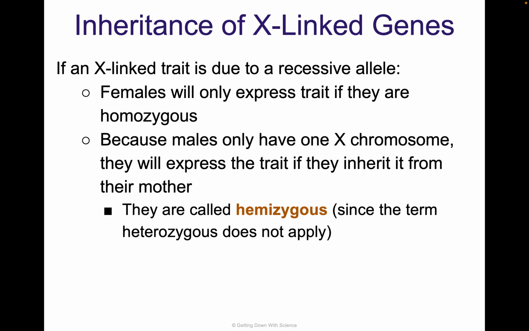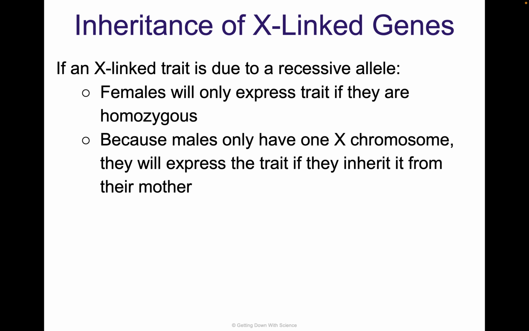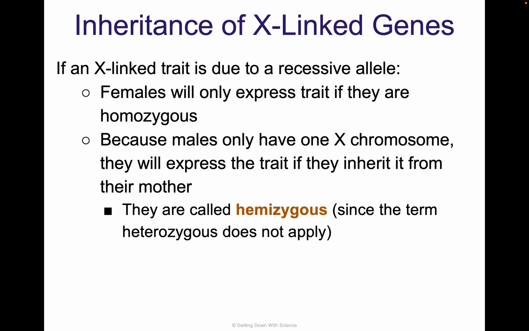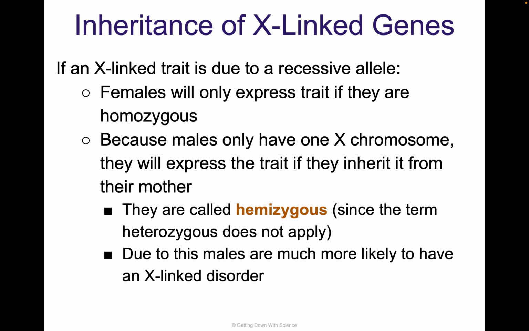So the reason for that is because they only have one X chromosome, so they don't need the other one to repress it. We have that recessive trait. It's going to be shown in our sons. These are called hemizygous. Since the term heterozygous doesn't really apply here, you're not really a heterozygote in this trait, right? Because you only have an X and a Y chromosome. Instead, you are hemizygous. Due to this, males are much more likely to have X-linked disorders.